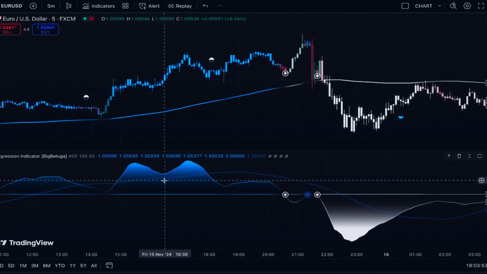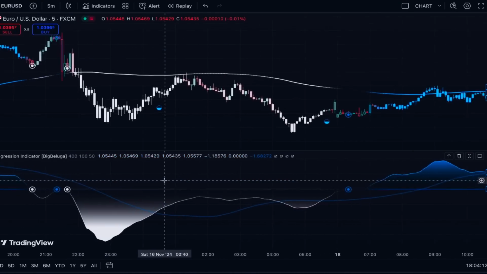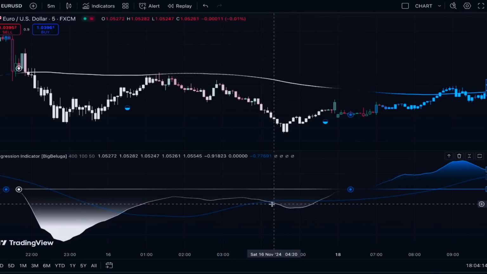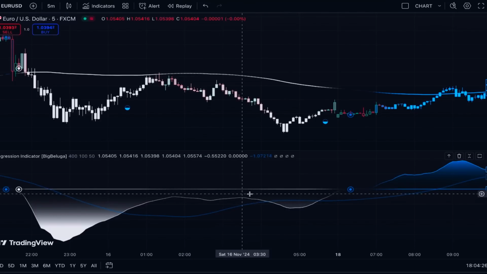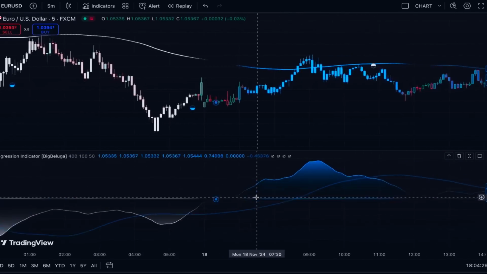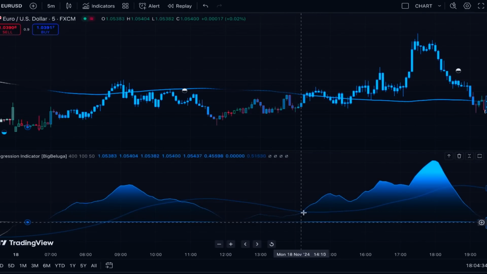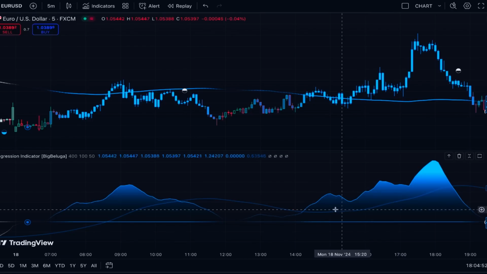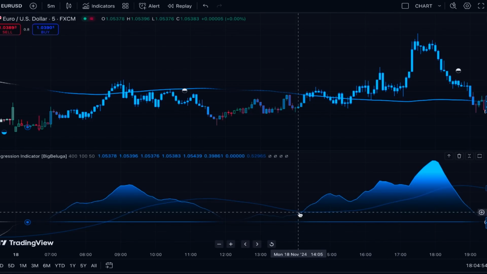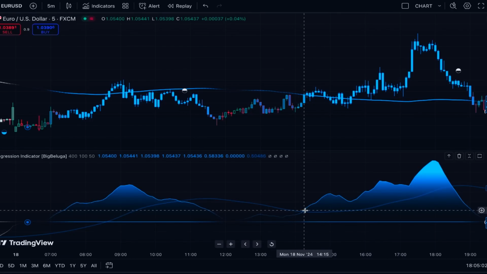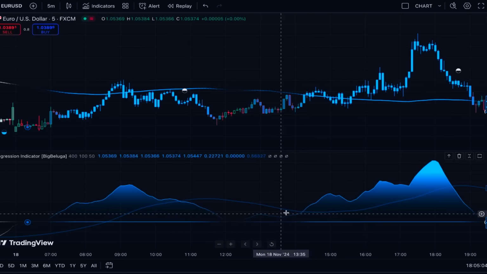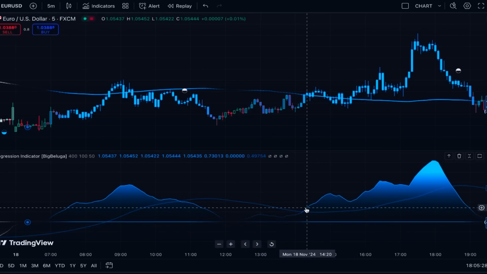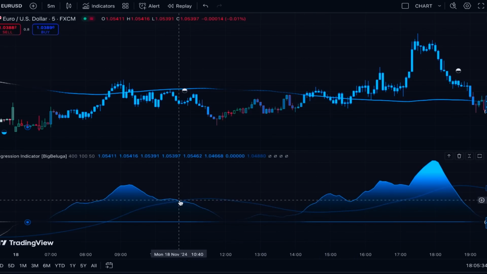To show you another example, here you can see that we have a bearish crossover while the oscillator is also showing a downtrend. Or another example we have here, you can see that we have a bullish crossover and the indicator is also showing an uptrend. If you're going to focus on crossovers of the regression oscillator and signal line, it's better to focus on the ones that are in the same direction as the current trend. These signals have lower risk compared to the ones that are against the trend.